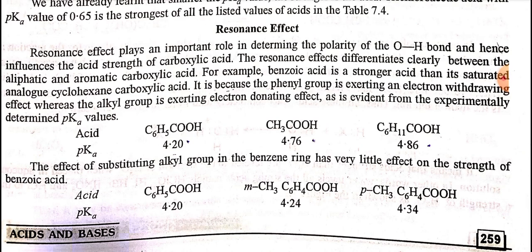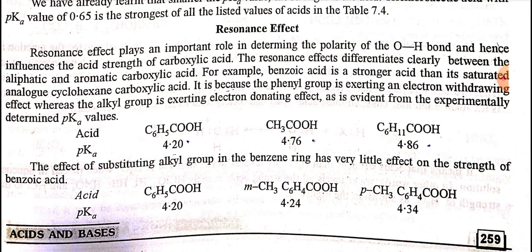Resonance effect plays an important role in determining the polarity of the OH bond and hence influences the acid strength of carboxylic acids. The resonance effect differentiates clearly between aliphatic and aromatic carboxylic acids. For example, benzoic acid is a stronger acid than its saturated analog, cyclohexane carboxylic acid. It is because the phenyl group is exerting an electron withdrawing effect, whereas the alkyl group is exerting an electron donating effect, as is evident from the experimentally determined pK values.